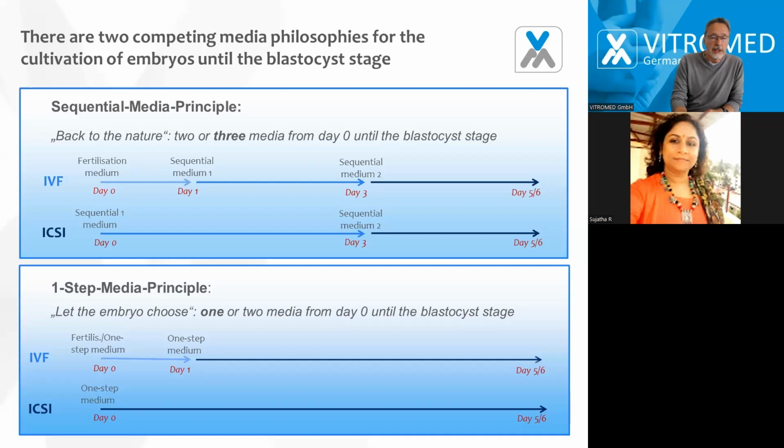Here, the principle is much easier. For IVF, you need just one medium, because you can do the fertilization in the fertilization medium or in the one-step medium directly, and then we can leave the cells until day 6 without any media change. And in ICSI, you put them directly into the one-step medium and leave them until day 6. So no media change is necessary.